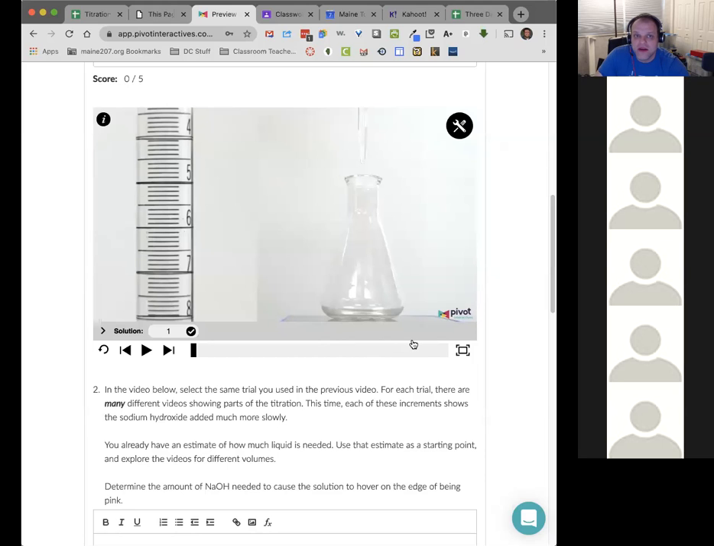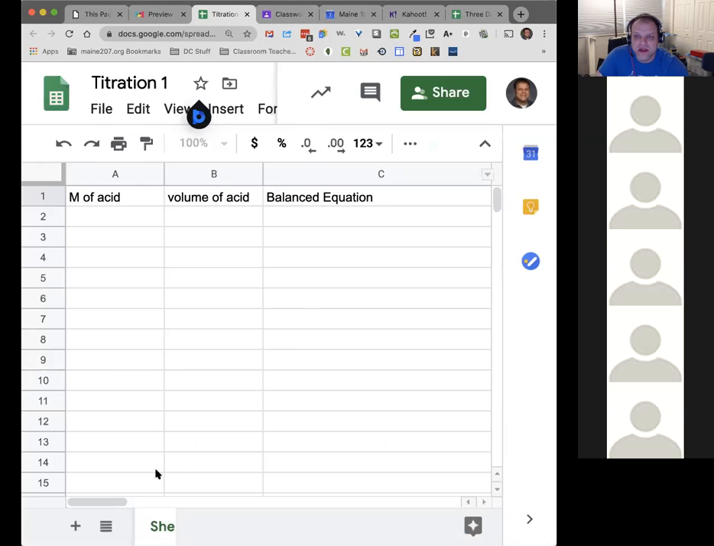So what I'm going to do is switch over to my spreadsheet because all of us will have the same data here. No matter what we did, we had 30 milliliters of acid, okay? And we didn't know the molarity of that acid, the concentration. And remember, molarity just means moles per liter. Okay, we'll talk through that in a little bit.